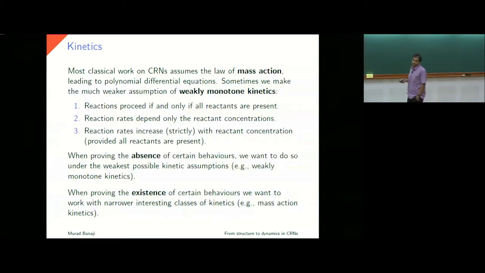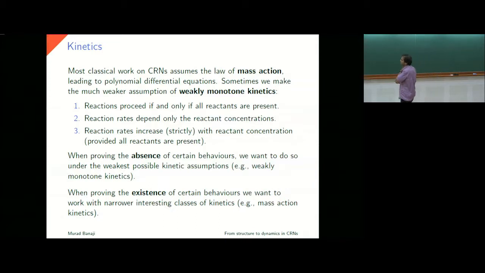Obviously, you've got your best possible result if you prove that using some very large class of kinetics. You're saying that for all of the kinetics in this very large class, this is impossible, so you've got a better result. So in general, we try to prove those kinds of results under the assumption of, say, weakly monotone kinetics or some other weak assumption.